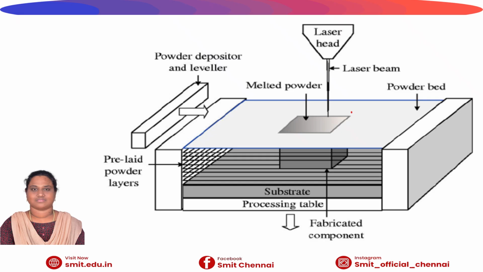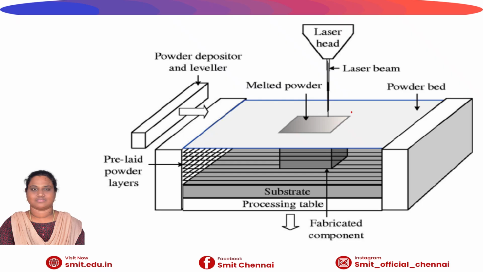This diagram illustrates the powder-based fusion process used in metal 3D printing. First, a thin layer of metal powder is spread evenly over the powder bed using a depositor or leveler. Then a high energy laser beam scans the surface and selectively melts the powder according to the part design. The melted powder solidifies to form one layer of the component.